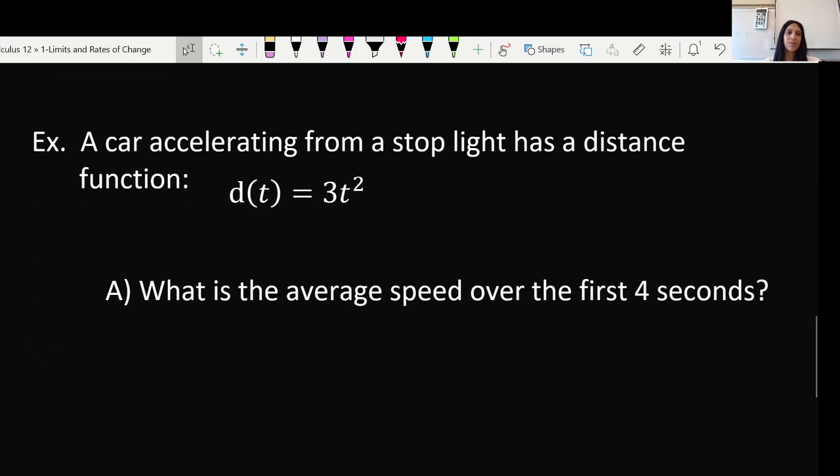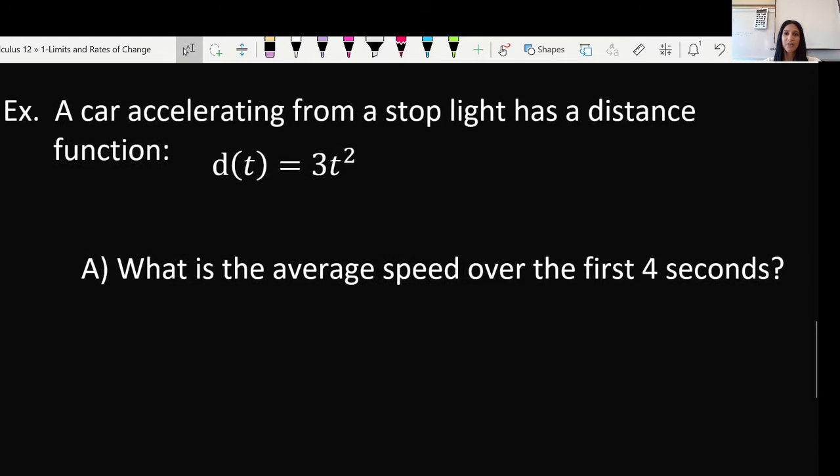So in our first example, it says a car is accelerating from a stoplight, has a distance function d of t equals 3t squared. So that's the function that we're working with. And it says what is the average speed over the first 4 seconds.